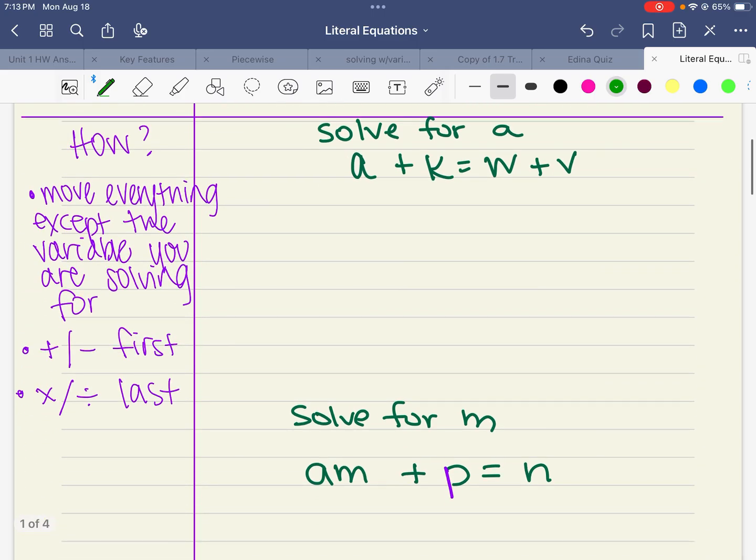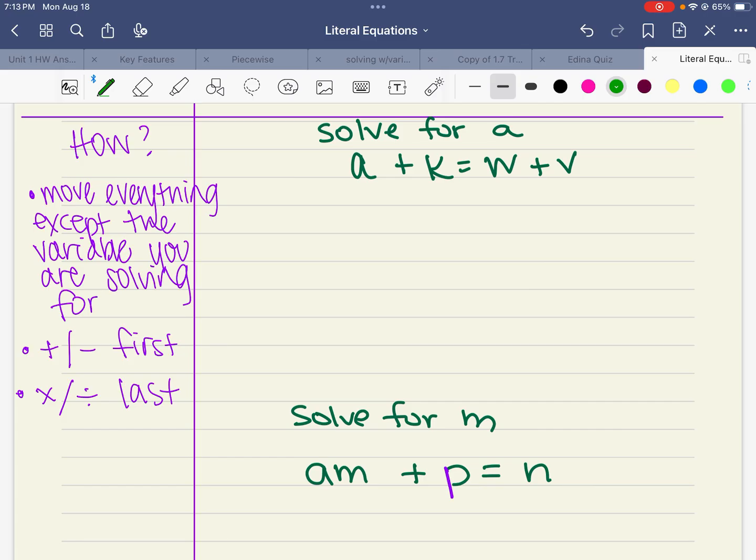Okay, a couple examples here, and make sure you write down the steps over on the side. How do we do this? Basically, we move everything except for the variable that we're trying to solve for. Just like before, when we had all numbers and one variable, we're going to take care of addition and subtraction first, and then we're going to do multiplication and division last.